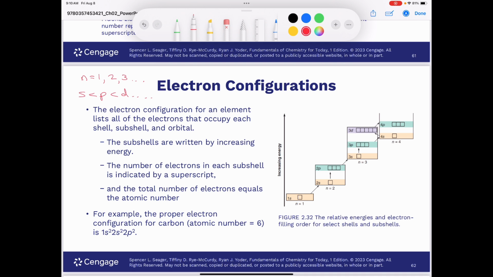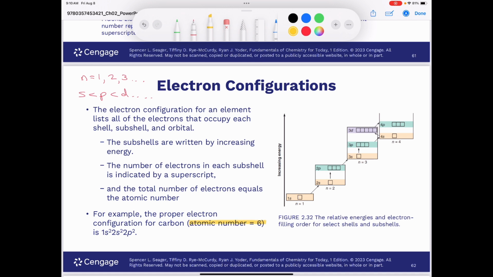So like I said, an s orbital can hold a maximum of 2. A p orbital, there's 3 of them, so they can hold a maximum of 6. And d orbitals, there's 5 of those, and so we can have a maximum of 10. All right? So, for example, the proper electron configuration for carbon, which has an atomic number of 6, is 1s2, 2s2, 2p2, right? Because carbon has an atomic number of 6.